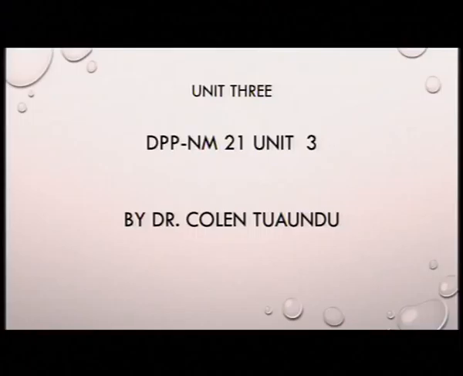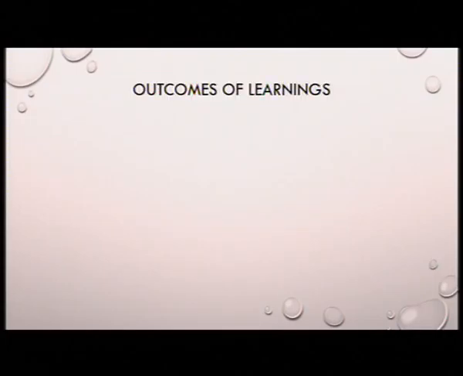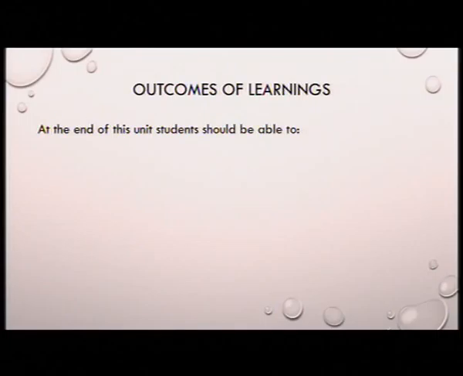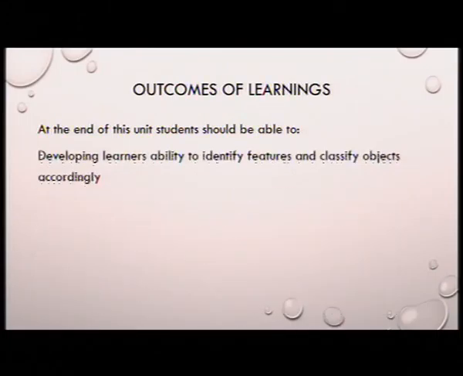Now we're going to move over to numeracy and mathematics 3. Here we are going to look at the next unit. First, let's look at the outcomes of learning for Unit 3. The first thing is that at the end of this lesson, students should be able to develop learners' ability to identify features and classify objects accordingly.